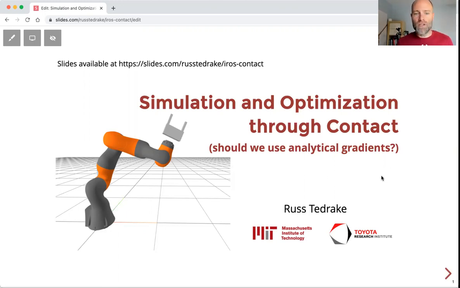So I want to tell you about simulation and control through and optimization through contact. And in particular, one of the big questions that I'd like to address today is the sort of surprising results that we've seen from reinforcement learning that don't use analytical gradients, and whether we should really be using analytical gradients.